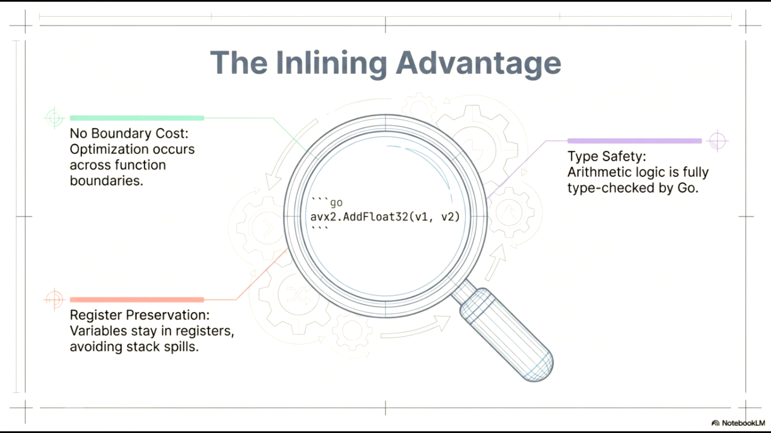This ensures that variables stay within the registers for as long as possible, effectively avoiding the latency associated with stack spills. Lastly, this approach preserves type safety. The arithmetic logic remains fully type-checked by the Go compiler, providing the reliability of a high-level language without sacrificing the speed of specialized hardware instructions.